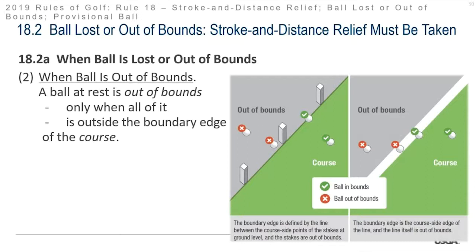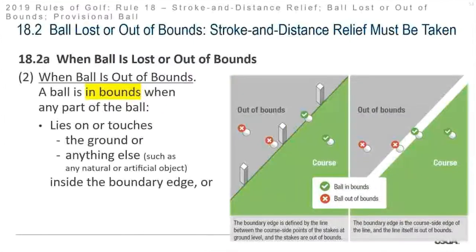Then we have one ball that is entirely on the white line. That ball is out of bounds because it is not touching the golf course. Okay? And then we've got two balls there that are touching the golf course that are clearly in bounds. Okay? So that pretty much explains everything.